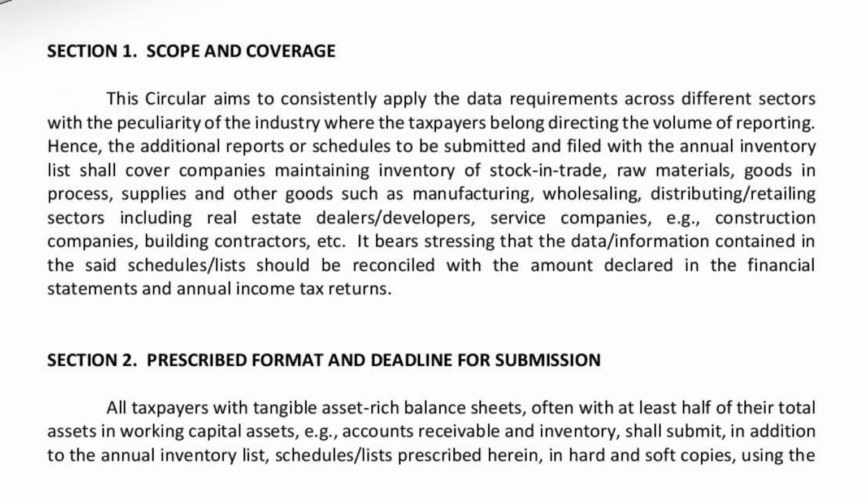Okay, so scope and coverage, the circular aims to apply the data requirement across different sectors with the peculiarity of the industry where the taxpayer belongs, directing the volume of reporting, no? So the additional reports or schedules to be submitted and filed with the annual inventory list shall cover companies maintaining inventory of stock in trade, kasama na yung raw materials, goods in process, supplies, and other goods such as manufacturing, wholesaling, distributing, retailing sectors including real estate dealers, developers, service companies, construction companies, building contractors, and others, no?